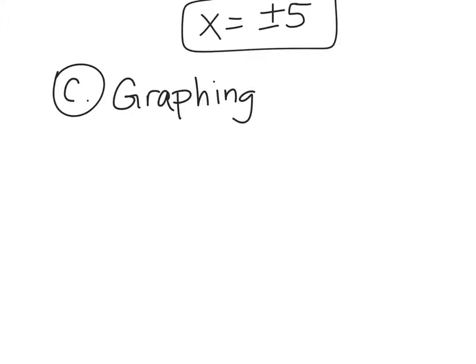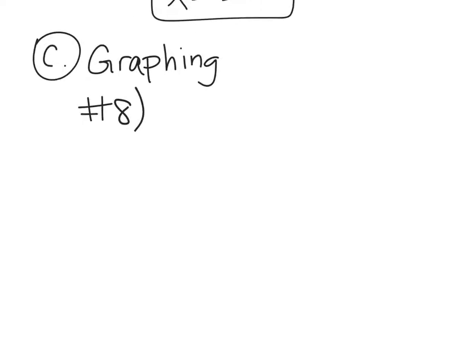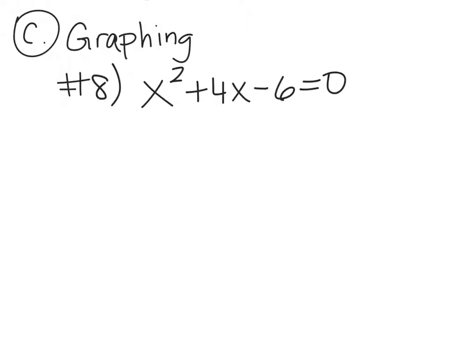Now, the book's going to teach this different than I do. I do these the same way every single time. Let me show you what I mean. Number 8. All right, so we're going to solve this one. It says x squared plus 4x minus 6 equals 0. Now, what I do is I go ahead and I try to factor this, and it's not factorable, okay? It did say to solve by graphing, so I do need to do it that way.